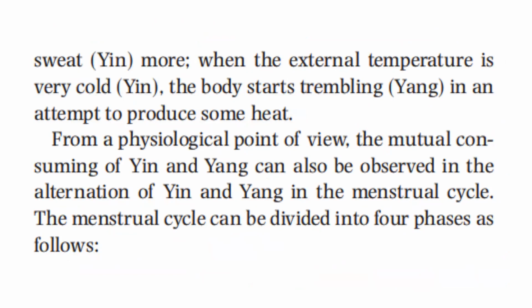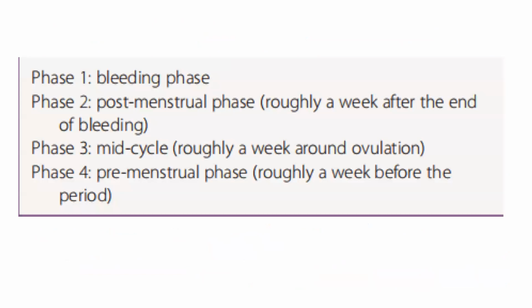The menstrual cycle can be divided into 4 phases as follows. Phase 1, which is the bleeding phase. Phase 2, which is the post-menstrual phase, which is roughly a week after the end of bleeding. Phase 3, mid-cycle, or roughly a week around ovulation. In phase 4, the premenstrual phase, which is roughly a week before the period.